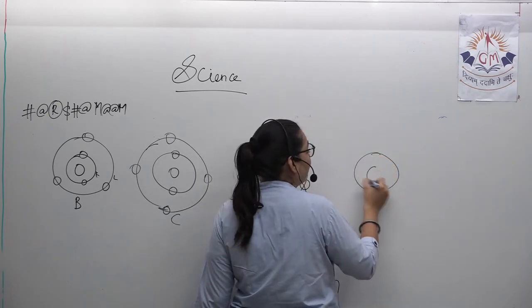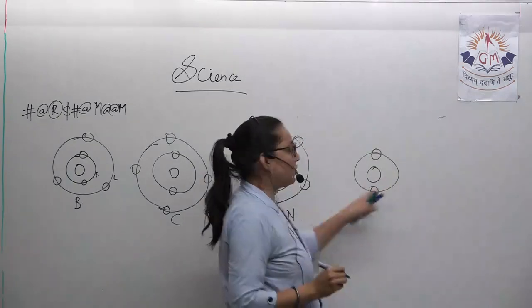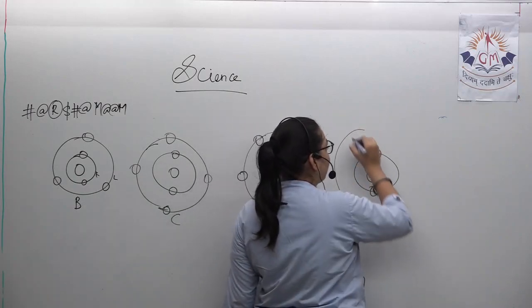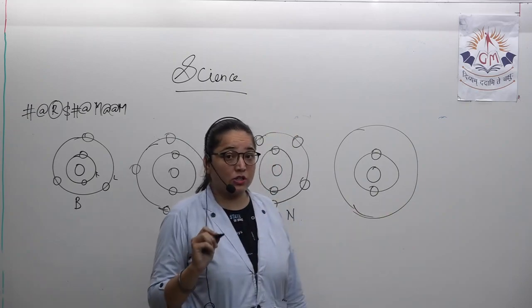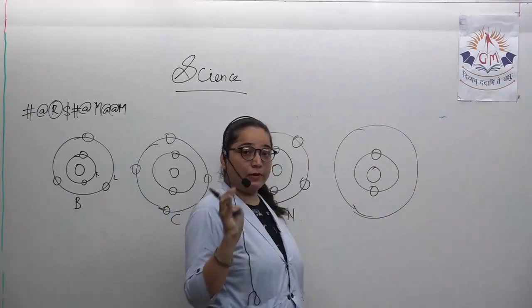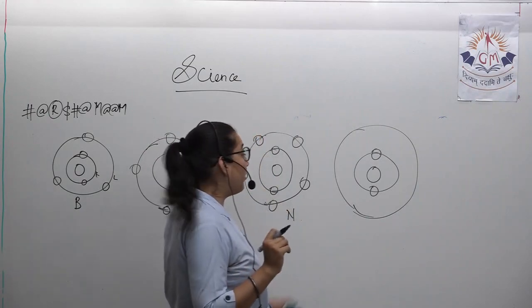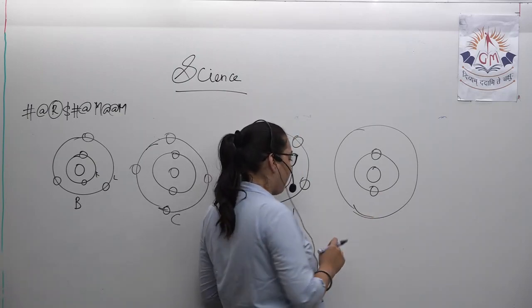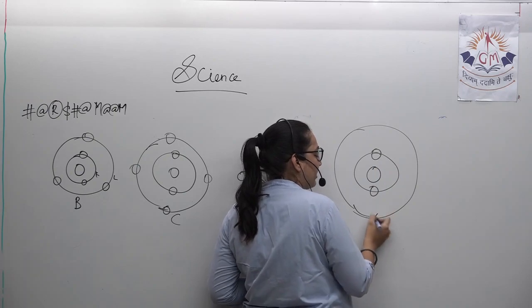Oxygen. First, in the oxygen, in the very first orbit, K shell, there will be 2. Atomic number of oxygen, 8. I hope you remember the order: hydrogen, helium, lithium, beryllium, boron, carbon, nitrogen, oxygen. Atomic number of oxygen is 8. So what will be its electronic configuration? In the first orbit, 2. Next orbit, 6.